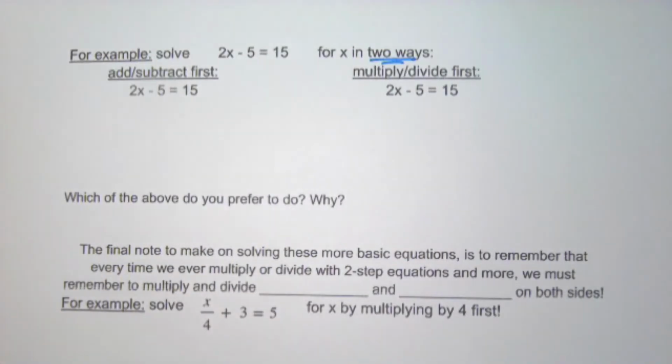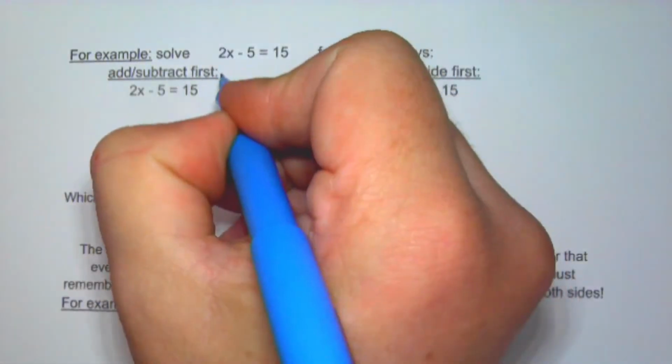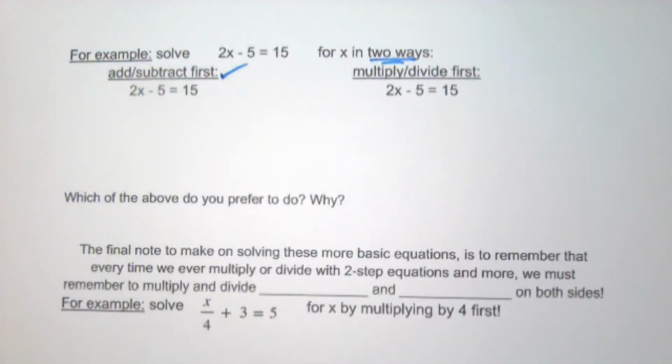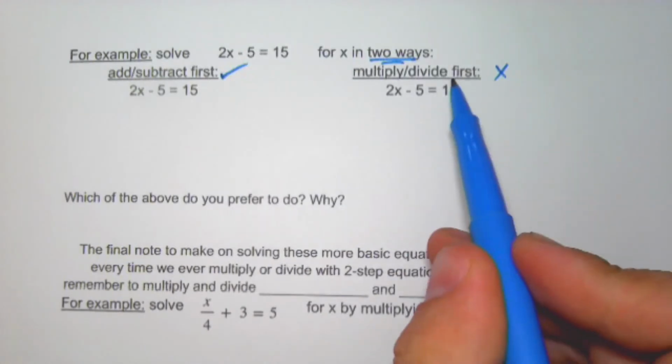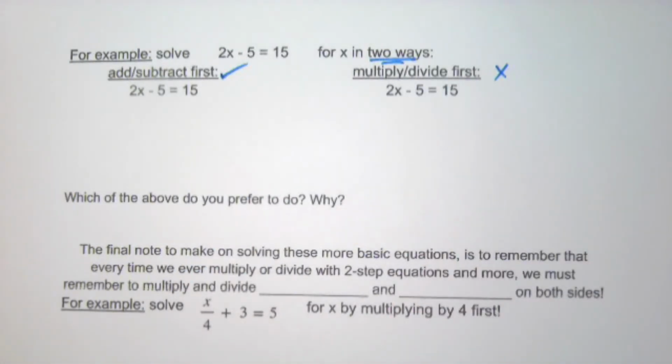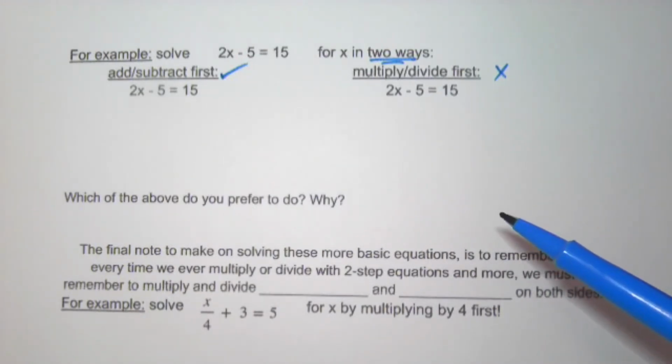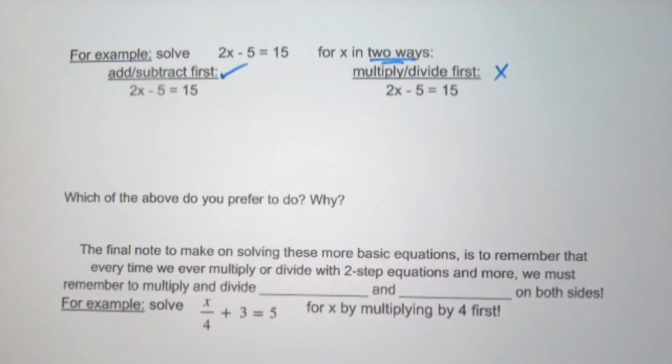But we're going to solve this in two separate ways. We're going to solve this doing first the ideal way, adding and subtracting first whenever possible, and then we're going to see what happens if we don't do that and we have to or choose to multiply and divide first. Now we will see there's going to be a special case of this down the road, but we'll worry about that when we get there. So first, adding, subtracting first.